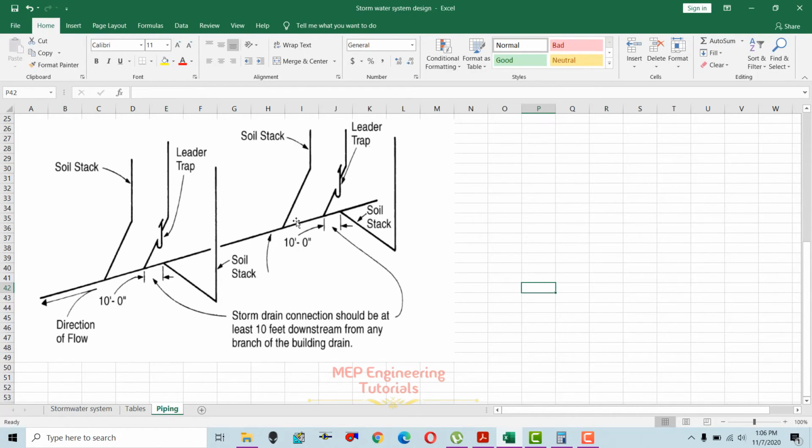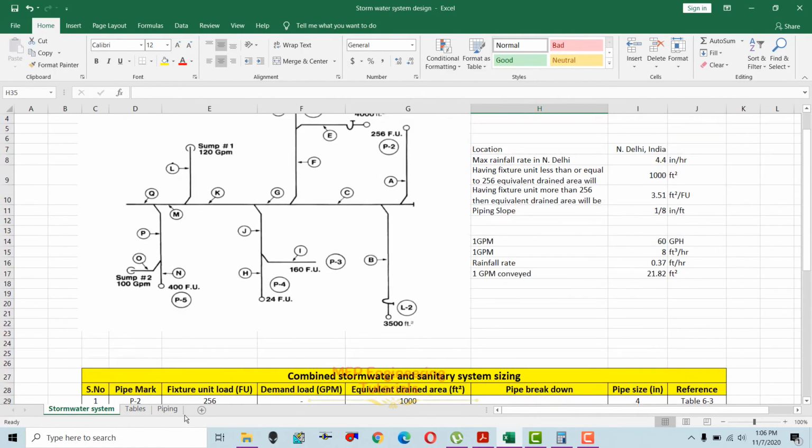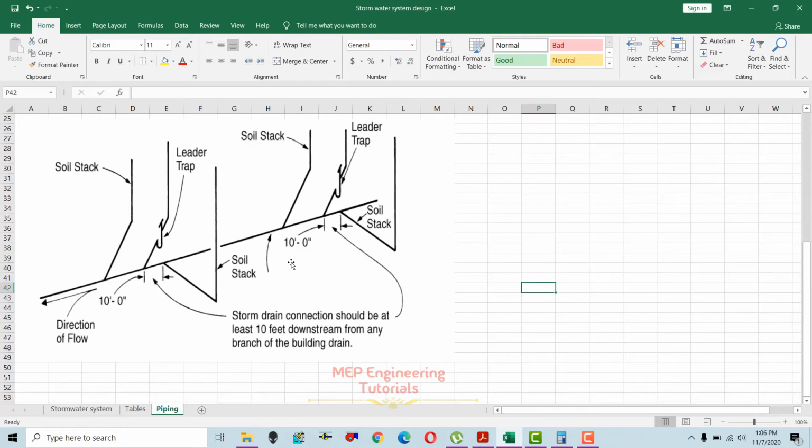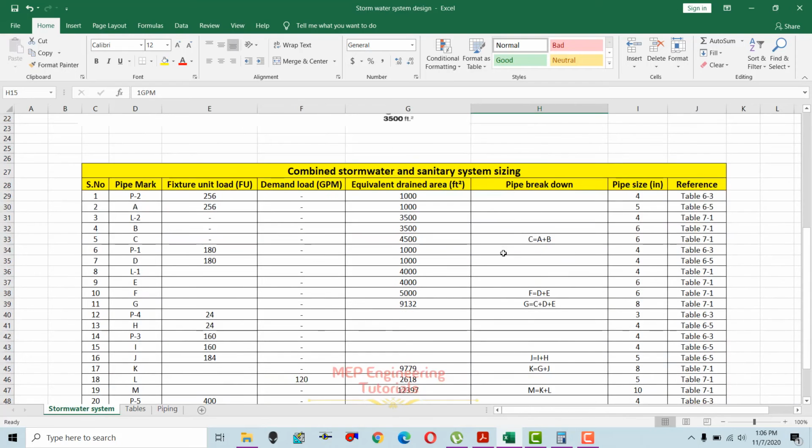It is important to understand this before proceeding towards the pipe sizing. You can see that the stormwater connection should be at least 10 feet downstream from any branch of the building drain. As per the code, you have to maintain a minimum 10 feet distance between the soil stack and the stormwater pipe. So now proceed towards the sizing of the system.